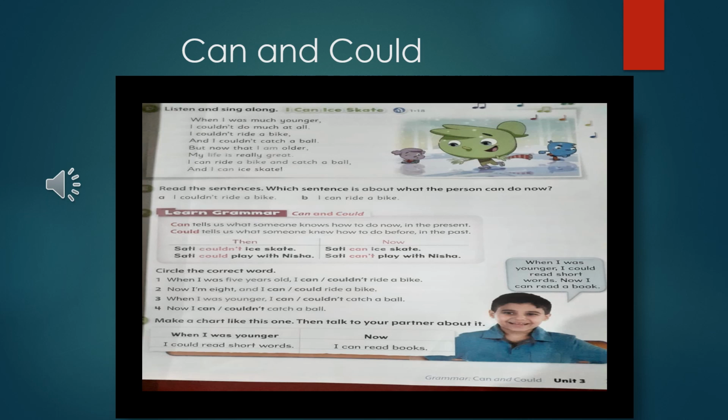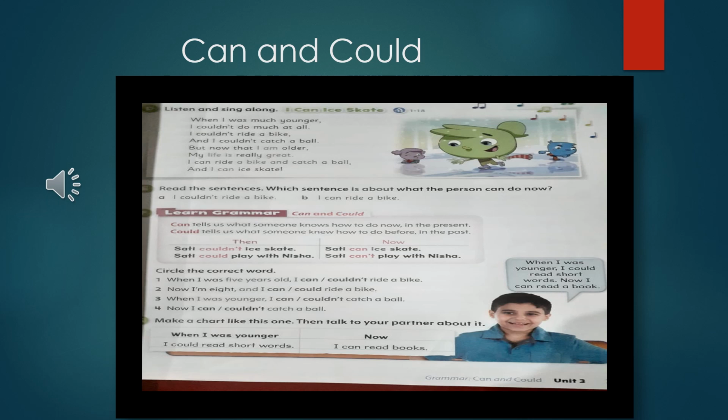Okay students, as you can see on my slide, come to page number 33 of your student book, and the F part, that is learn grammar about can and could. As I've told you earlier, can tells us what someone knows how to do now in the present, and could tells us what someone knew how to do before in the past. So can is related to now and could is related to then.